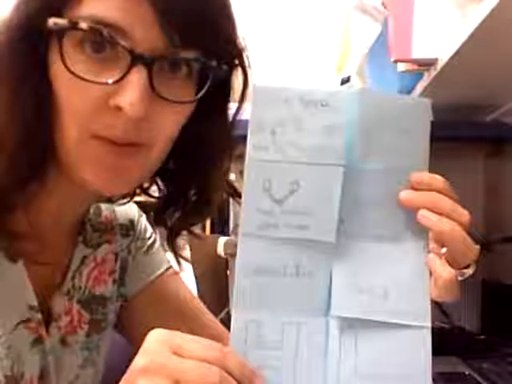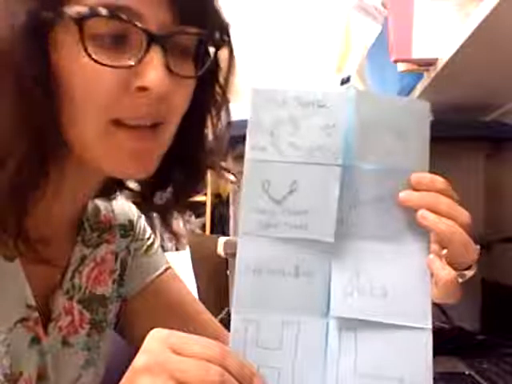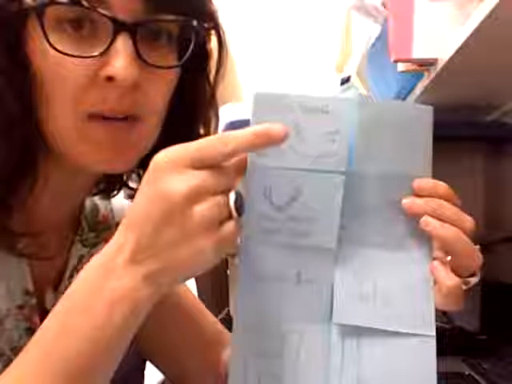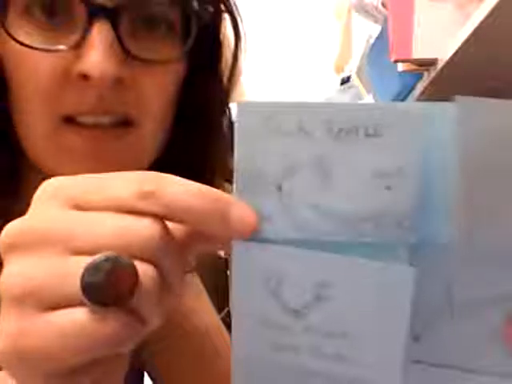So basically what you're going to do is you're going to make something like this. It's a paper version of an iPhone. And so you're going to make apps on it. So just like an app, you have a picture on the front. So you can see this one is about the Silk Road.